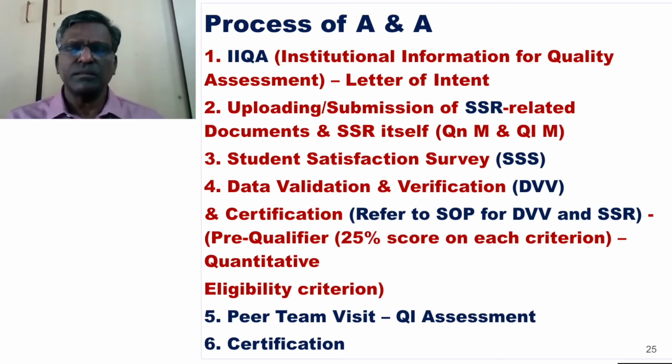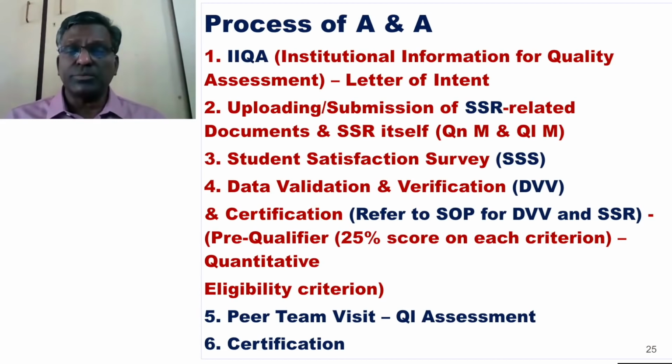less. There may be minor variations, not that variations are allowed. NAAC will contact you with the report of the third party, and NAAC will tell you there are some deviations, please explain, clarify, or resubmit your data. Okay, so now what is important is that the student satisfaction survey, the DVV, data validation and verification, and the SSR all happen simultaneously.